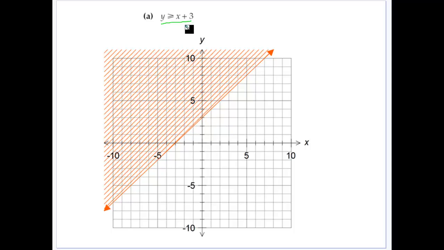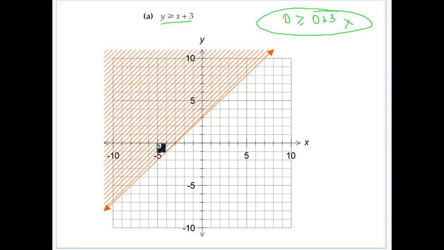So graph your line up normally. It's equal to, so notice it's solid, there's no gaps there. Now, we test 0, 0. So if we put 0 into it, is 0 less than or equal to 0 plus 3? That fails. That's not right. So 0, 0 doesn't satisfy it. So 0, 0 is not in the half that we want. So we go to the other side of the line. So that's why that part is shaded.